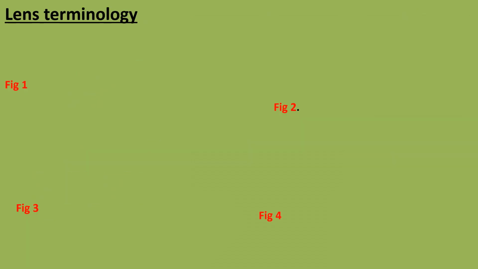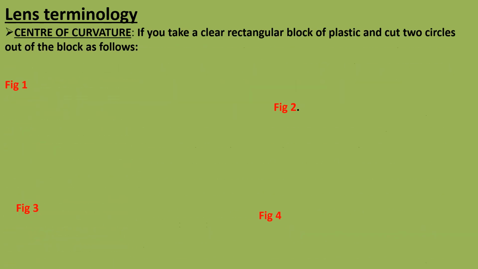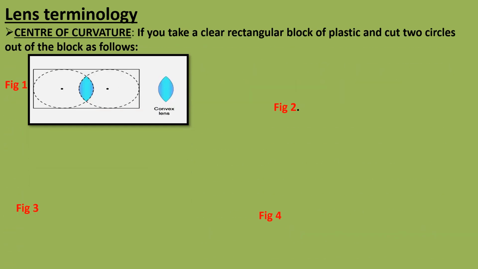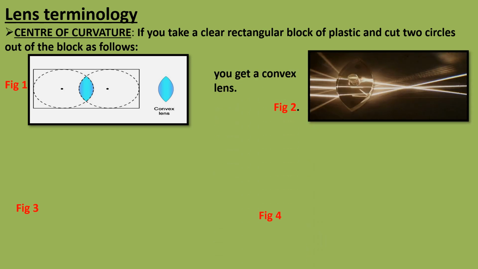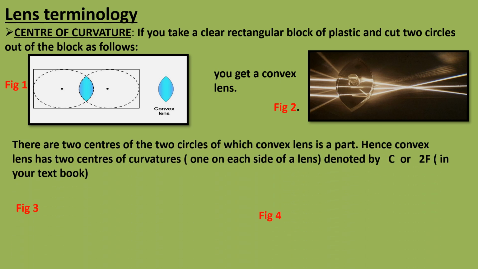Now we will learn some terms related to lenses. Center of curvature. If we take a clear rectangular block of plastic and cut two circles out of the block as shown in figure number 1, we'll get a convex lens as shown in figure number 2. There are two centers of two circles of which convex lens is a part. Hence convex lens has two centers of curvatures. It is usually denoted by capital C or 2F.